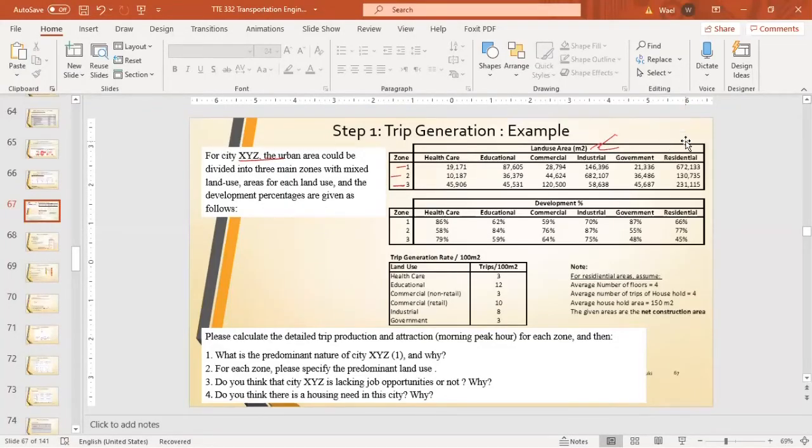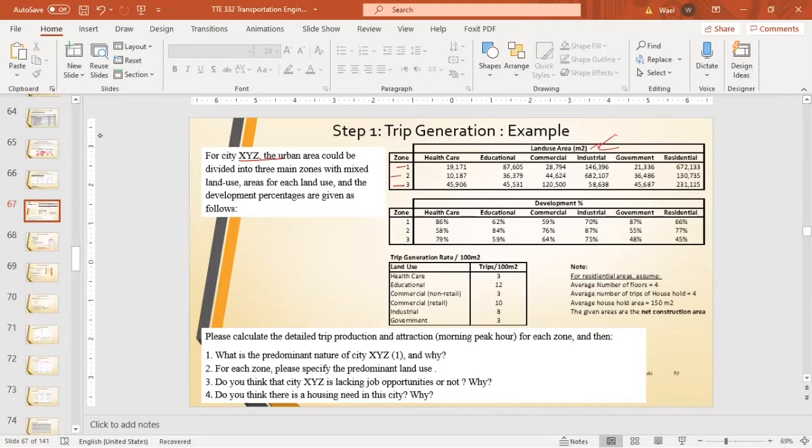Okay, today we are going to have a solved example for the trip generation step. In the example, we have a city XYZ. The urban area could be divided into three main zones with mixed land use. Areas for each land use and the development percentage are given as follows.